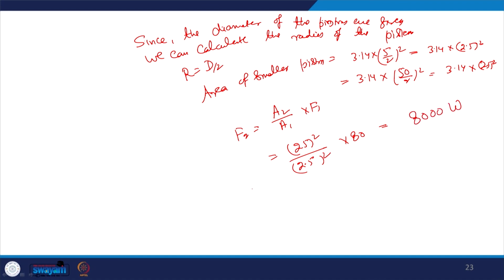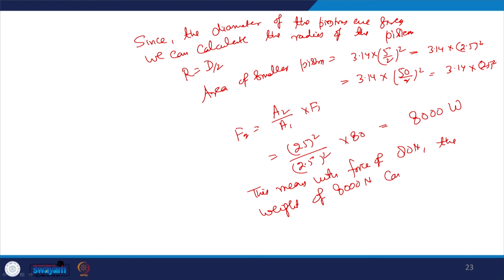Now, this means with a force of 80 Newton, a weight of 8000 Newton can be lifted. So, that is the answer.